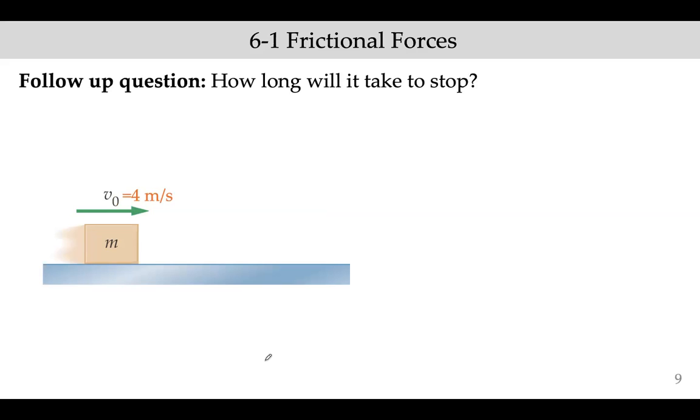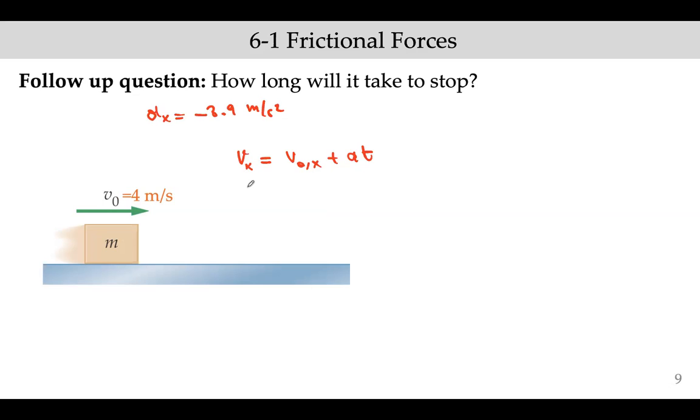Okay, here is a follow-up question. Now the second part of the question is, how long will it take to stop? So previously we calculated the acceleration to be 3.9 meter per second squared. So how do we calculate the time? Well, in this case, I would use this equation. The velocity at any time, it's initial velocity plus at. So we are going to calculate t here.